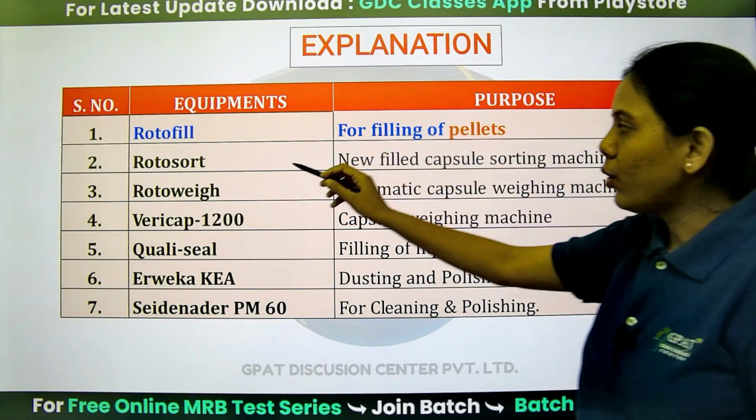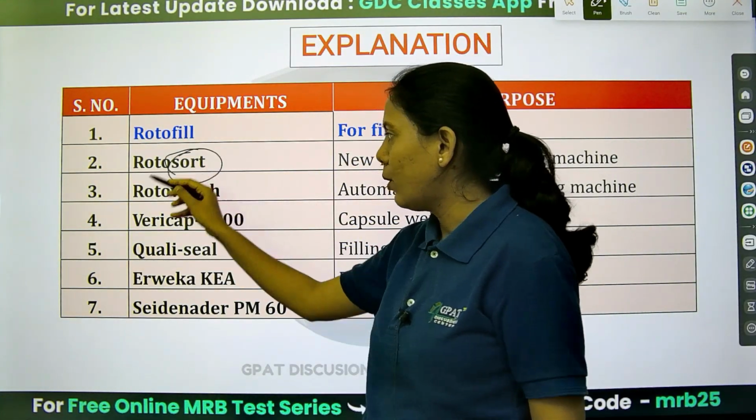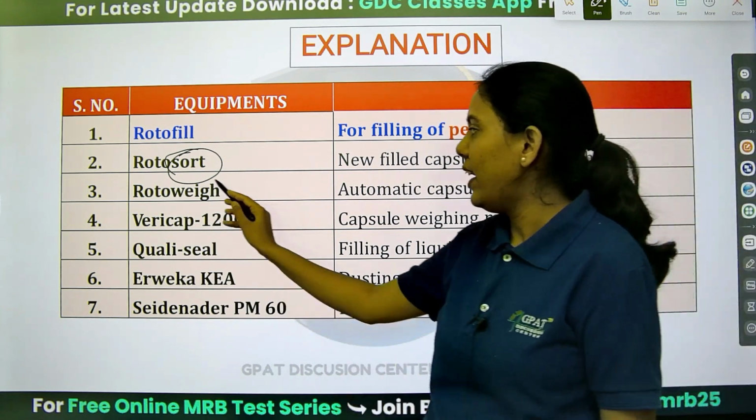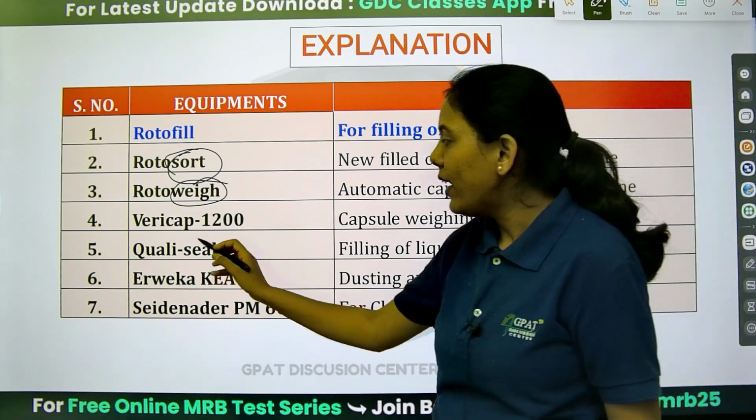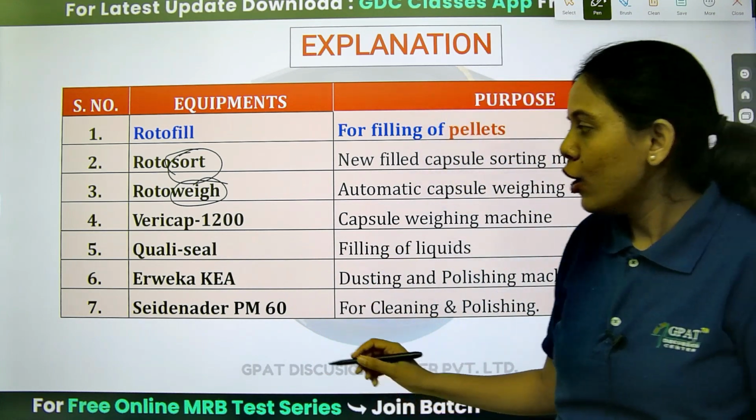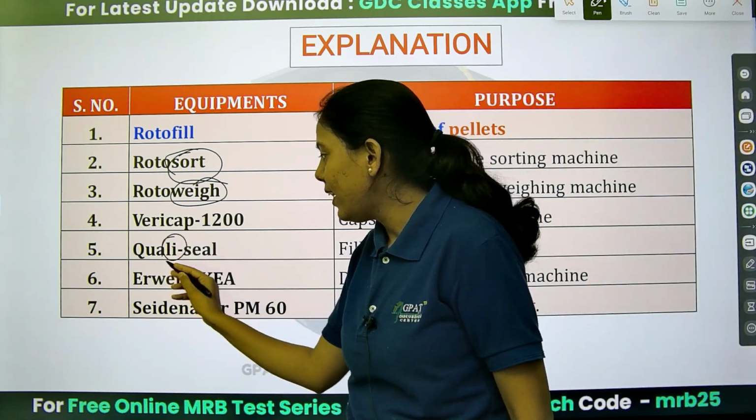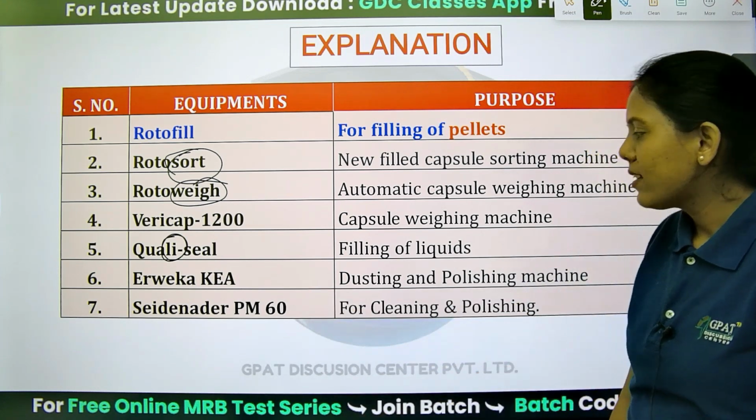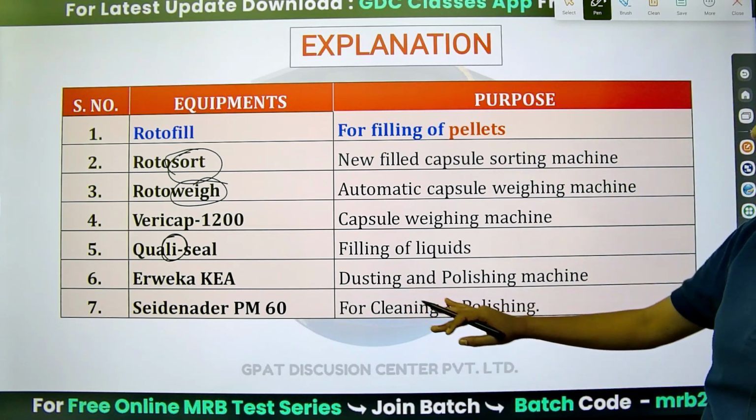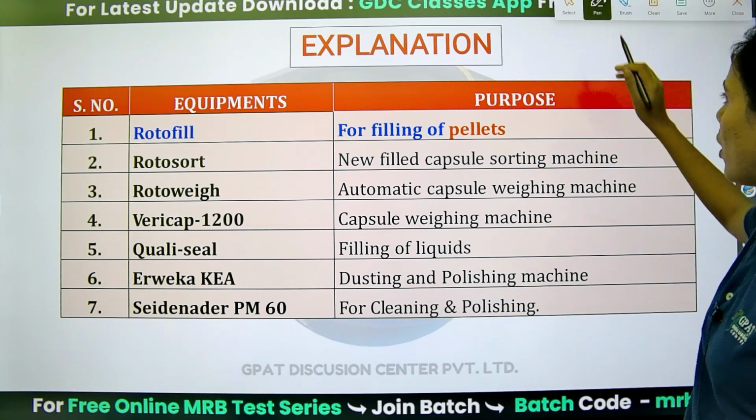Rotosort is a sorting machine. Rotoweigh is the weighing machine. Vericap is also a weighing machine. Quali-seal is for the filling of liquid. For Quali-seal, you can see "li" for liquid, at least you can remember. Aeroceva is for dusting and polishing, and Sedimander is a cleaning and polishing machine.